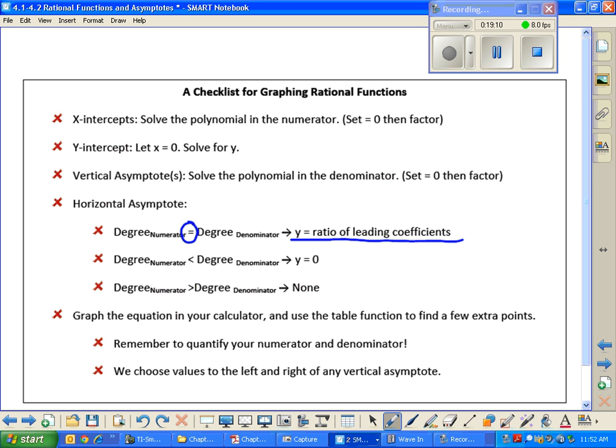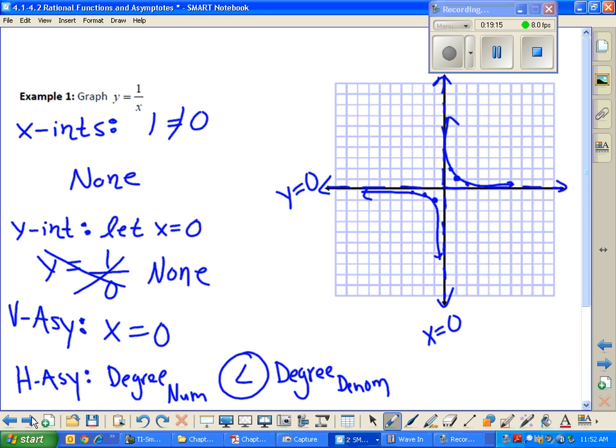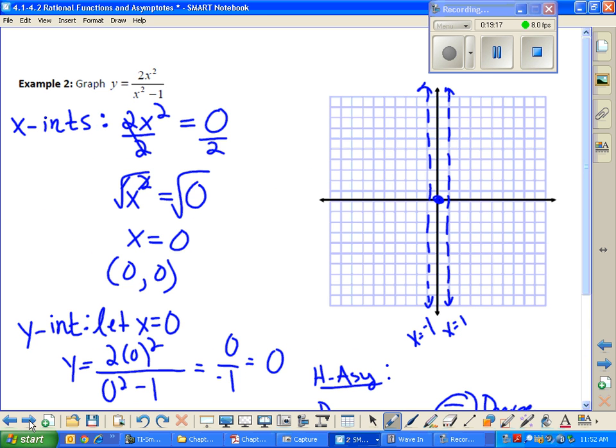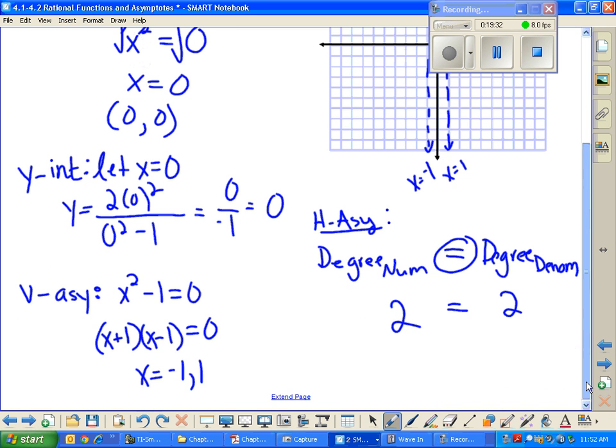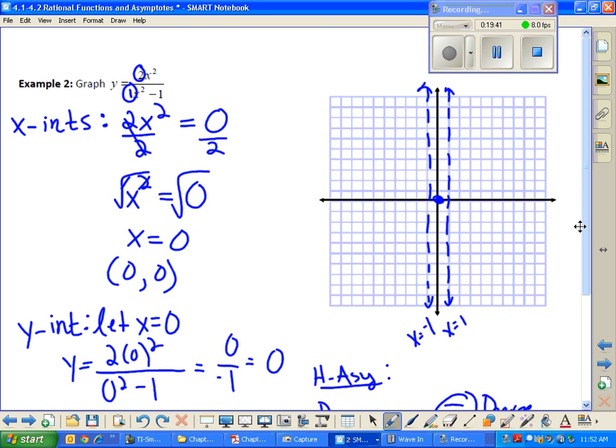Remember, a coefficient is just a number in front of a variable. So when I look at this one, the number out in front of the numerator is 2, and the number out in front of the denominator is 1. So my horizontal asymptote can be found by making a ratio with these two numbers. My ratio is just 2 over 1, which is 2. So my horizontal asymptote for this problem is at y equals 2.